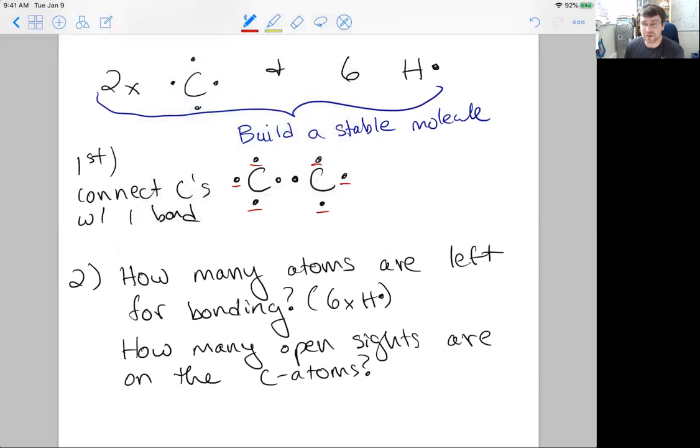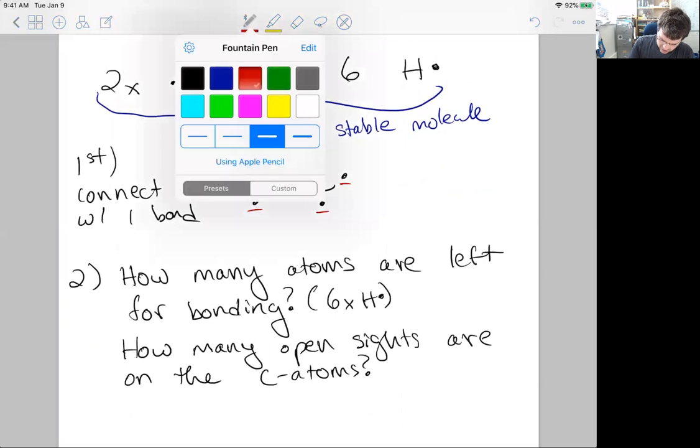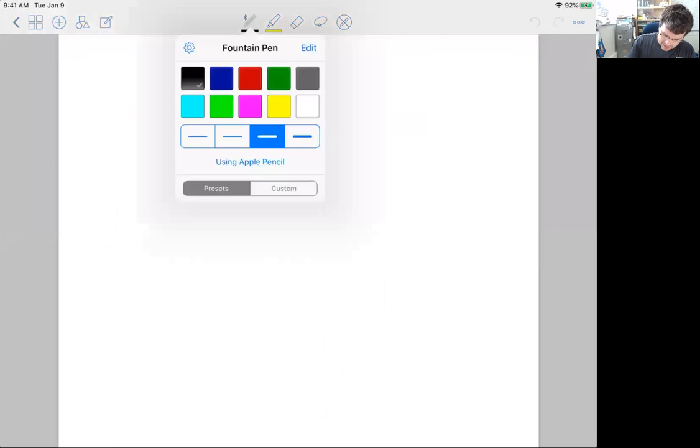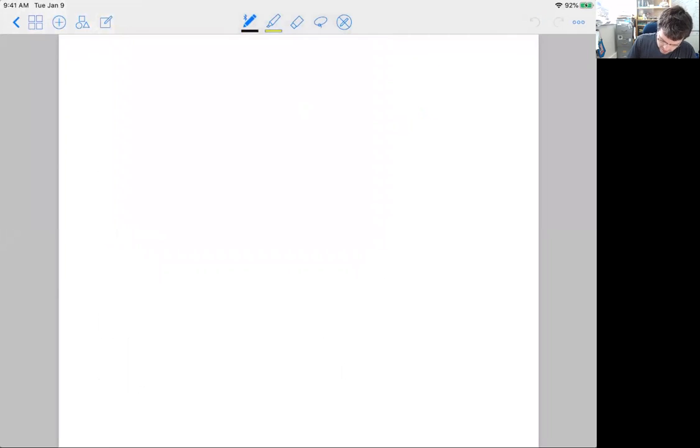Now, why do I call those open sites? Open sites are single unbonded electrons. Remember, electrons like to pair up if they can. And so if there's one electron sitting by itself, it's not paired up, it doesn't have a friend, either from the valence electron of the atom itself or a valence electron of another atom that it can form a covalent bond with.